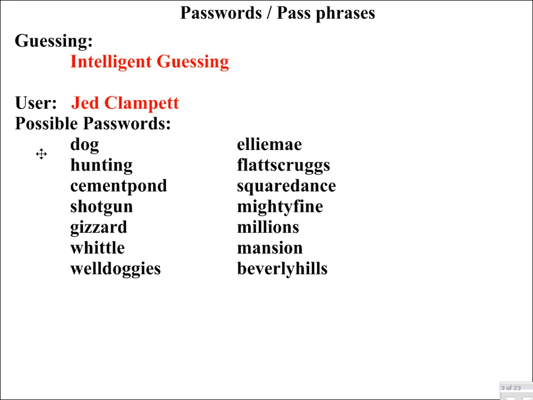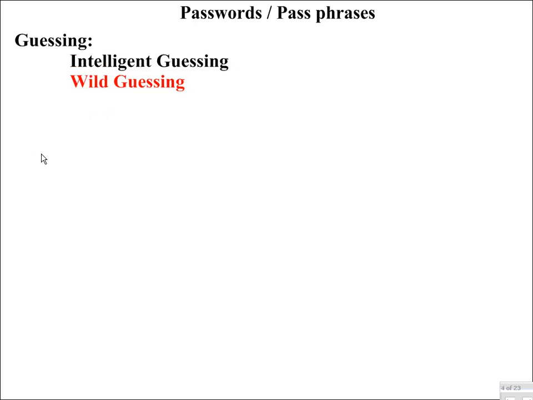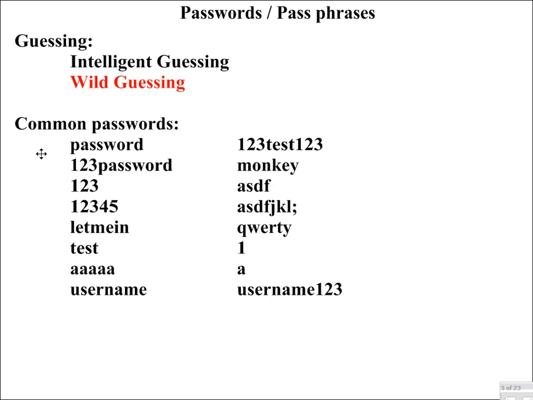So the hacker gets in, he tries to figure out just by the person's identity what their password might be. He goes through a large list of stuff, and if that doesn't work, he's going to have to resort to what I'd call wild guessing. It might not be as wild as you might think. A lot of people set common passwords. The word password gets used a lot. 123, test123. Now these are just some examples.